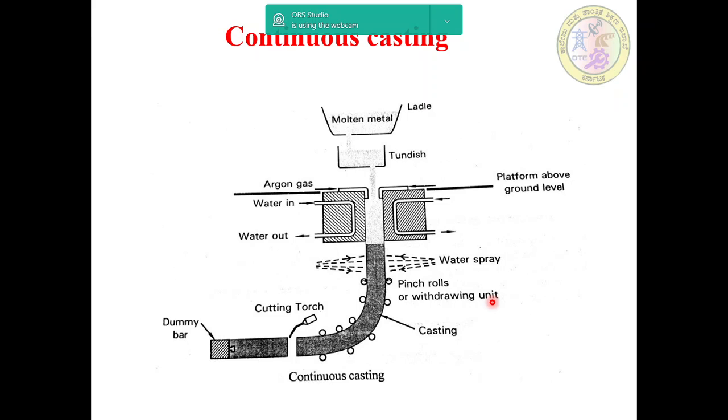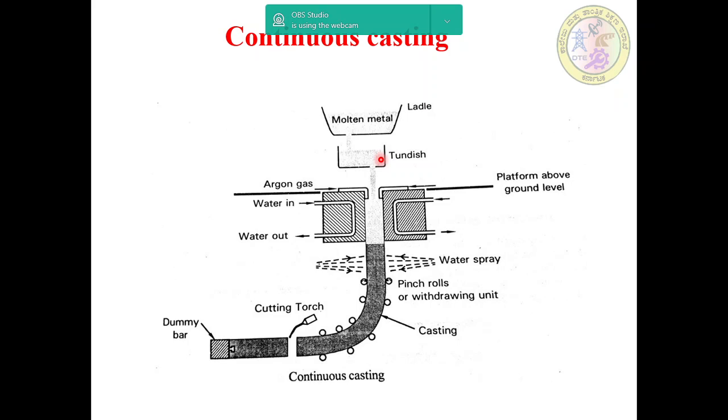Here is the ladle into which the molten metal is poured. The molten metal is continuously supplied from the ladle to the intermediate ladle called the tundish. Through the opening in the tundish, the molten metal is fed into the mold with minimum turbulence, keeping the level at a constant position.